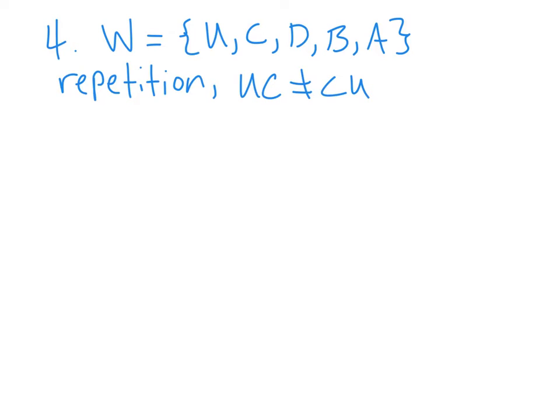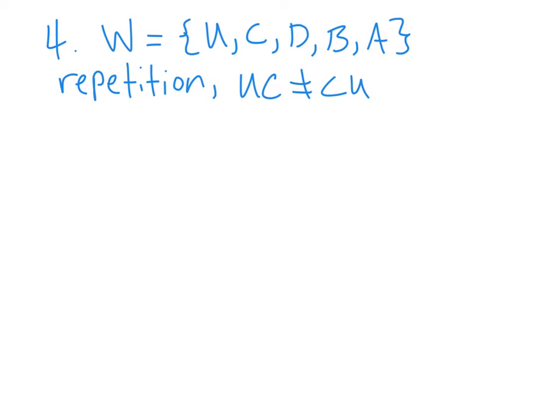Alright, so same idea here on number 4, except this time, same set, they still want us to choose 2. This time they tell us that we have repetition. Select 2 singers with repetition, and order is important. So UU is allowed, for example, and DB is not the same as BD. So we're going to start the same way.